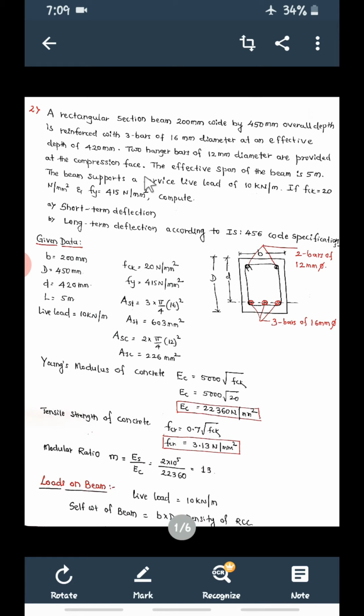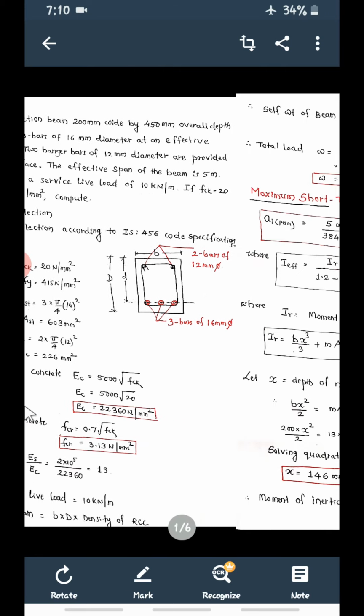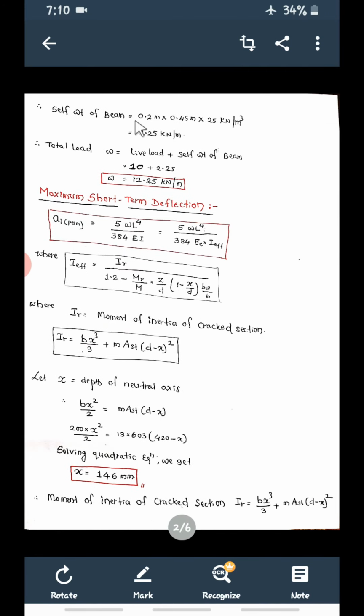Now loads on beam. One load is given, that is a live load, 10 kilonewton per meter. Now we have to calculate self weight of the beam. So dimensions are given, b is given, capital D is given. Small b into capital D into density of RCC will give self weight of the beam. So self weight is equal to, b is 200 mm, means 0.2 meter, into 450 mm, means 0.45 meter, into the density of RCC.